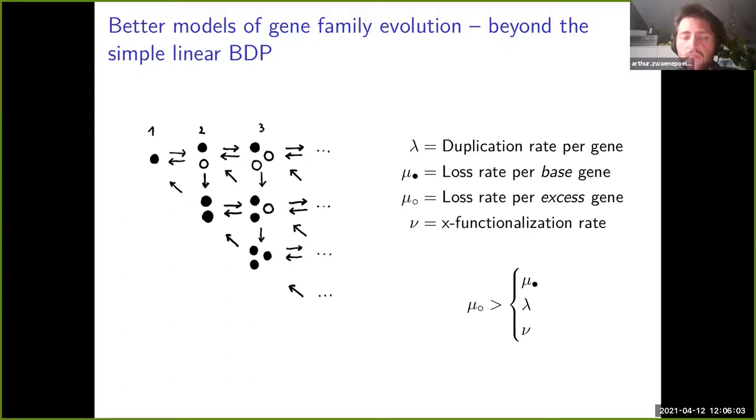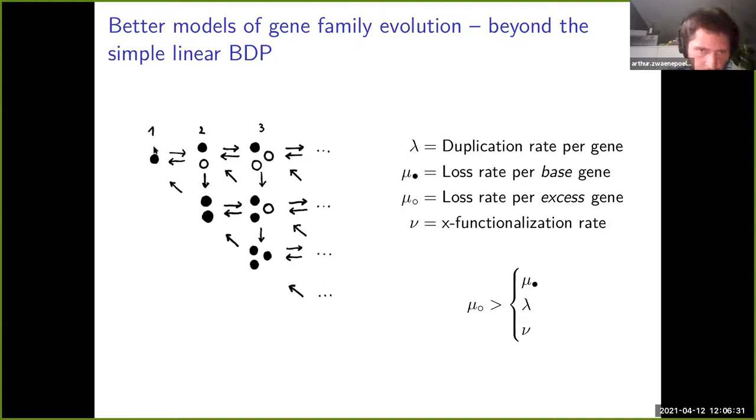on a more sophisticated model of gene family evolution, which is, as you see in this picture, a bivariate model, where we have two types of genes in a gene family. You can think of them as the base genes and the excess genes. We have all genes duplicating at rate lambda, but base genes get lost at a lower rate than excess genes, and base genes can turn into excess genes. So this is what happens here.